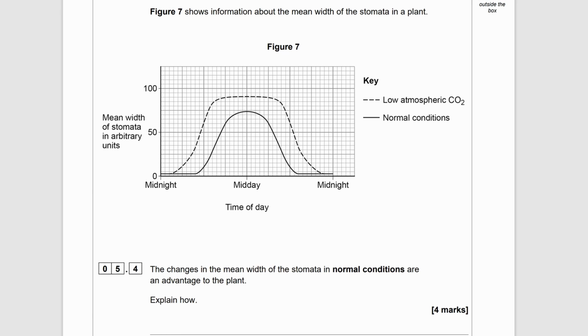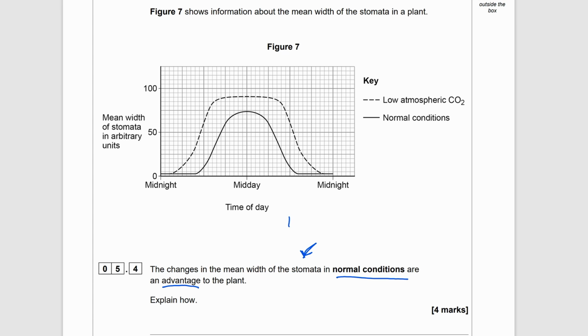Figure 7 shows information about the mean width of the stomata in a plant. So we've given our figure. If we analyze the figure carefully, it's given us 2 points on our graph: low atmospheric carbon dioxide and normal conditions. The changes in mean width of the stomata in normal conditions are an advantage to the plant. Explain how. So that means that we need to focus only on our solid line here and then think about how that benefits the plant.